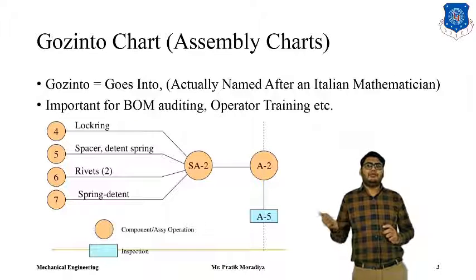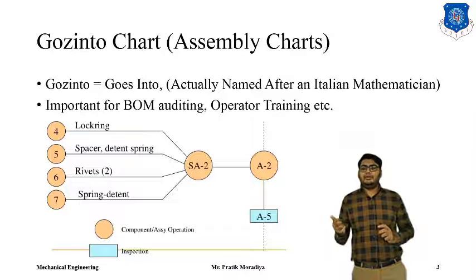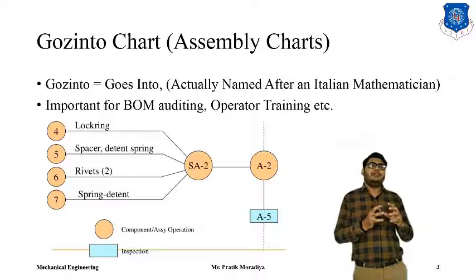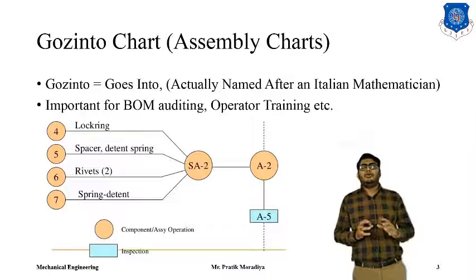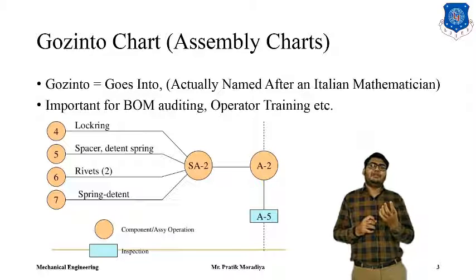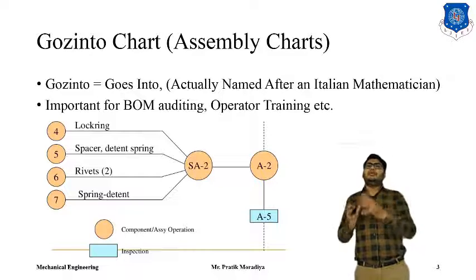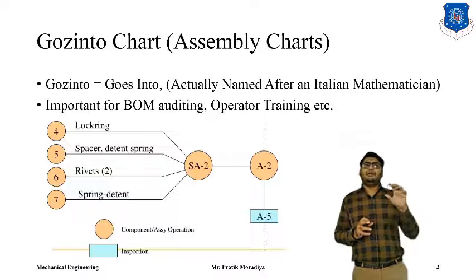The 4 is lock ring, 5 is spacer, sorry about that, 6 is rivets, and in the bracket we have specified the number of rivets required. So at step number 6 we require 2 rivets, and at step number 7 there is spring, and then there is written SA2, sub assembly 2. So all those components will be added together and we will have a sub assembly number 2. And this sub assembly will be added into assembly 2.